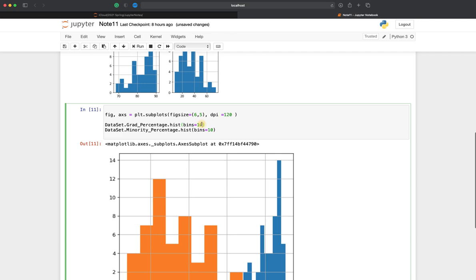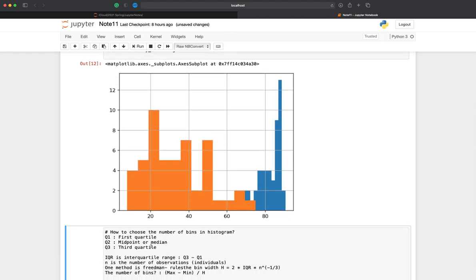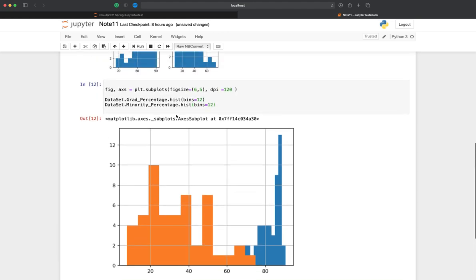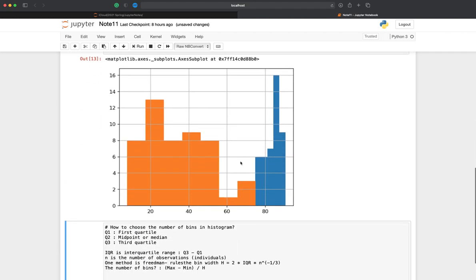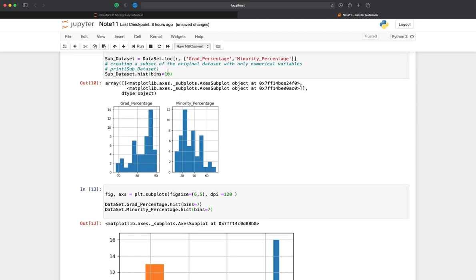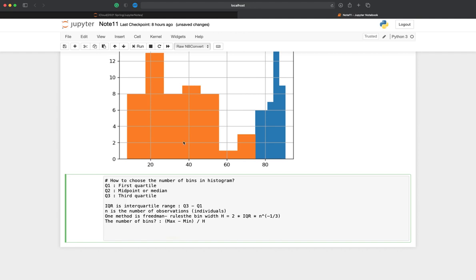So now that I chose 10, 12, these are just arbitrary numbers that I'm choosing. I could be more specific and use the rule and find the number of bins in this data set. And as you see, if I change the number of bins, the shape is changing, right? So it's very good to have a correct number of bins to show the histogram rather than choosing an arbitrary number without even thinking about the effect of the number of bins on the shape of the histogram.